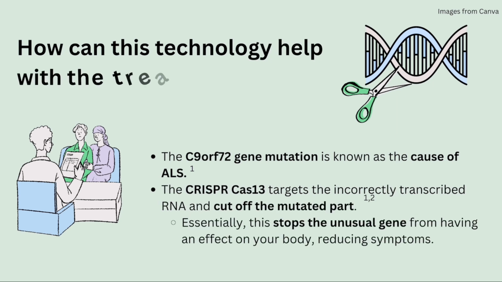Moving on, how can this help with the treatment of ALS? ALS is caused by a mutated version of the C9orf72 gene that normally codes for proteins that control sending and receiving signals between neurons. The CRISPR-Cas13 is able to inhibit the translation of the incorrect C9orf72 gene by directing cleaving of the RNA. This prevents the effects of the incorrect C9orf72 protein from manifesting.